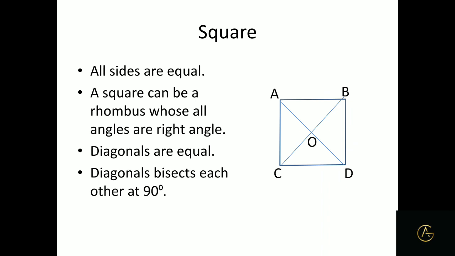Then comes the square. In a square, all sides are equal, as you know. A square can be a rhombus whose angles are all right angles. We can call a square a rhombus as well. Diagonals are equal and diagonals bisect each other at point O at 90 degrees.